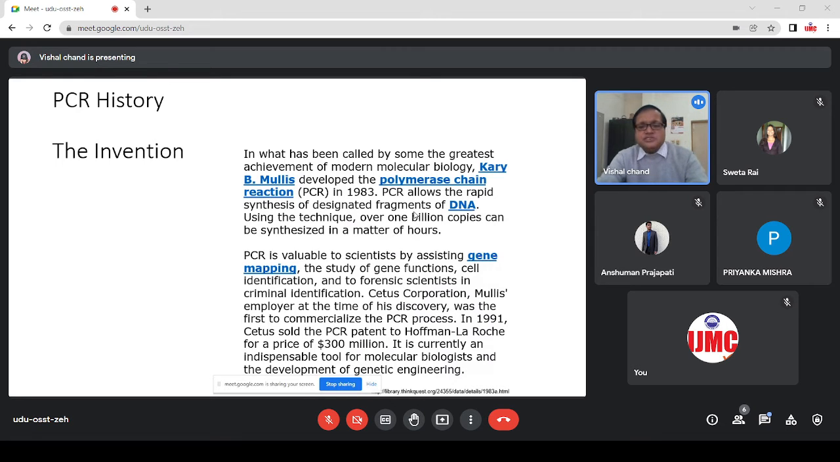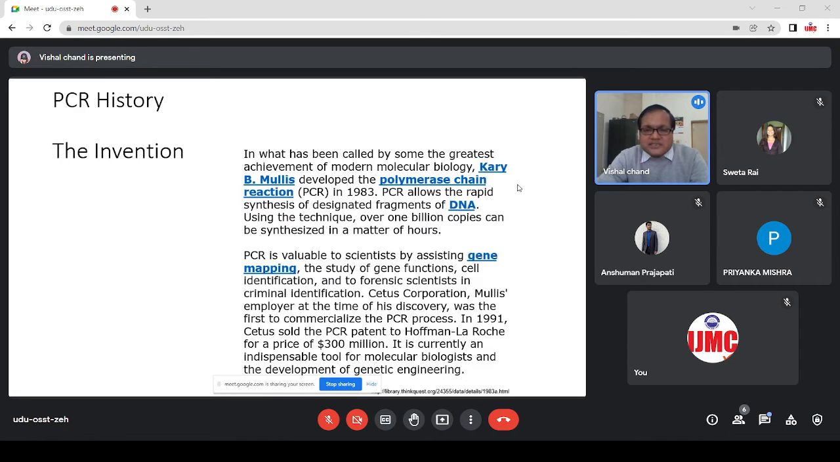Now we come to the history. You know the well-known name Kary Mullis. Okay, in what has been called by some the greatest achievement of modern molecular biology, Kary Mullis developed the polymerase chain reaction in 1983. Okay, so this is not a very old thing. In 1983 Kary Mullis developed PCR.